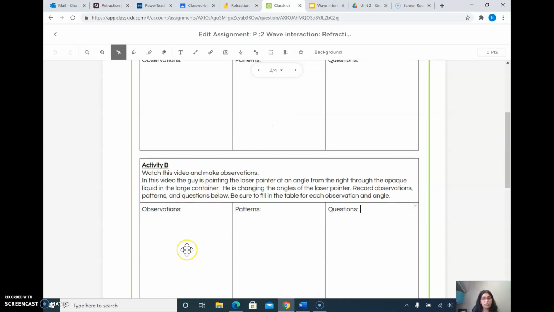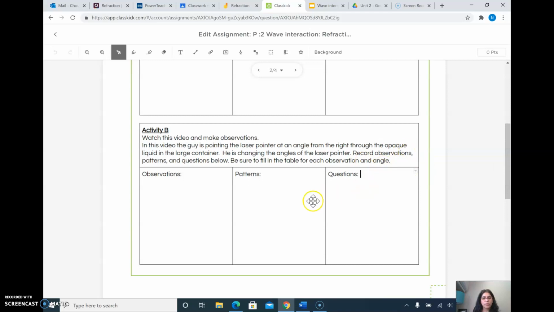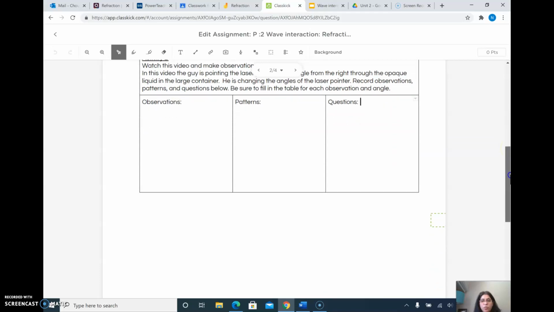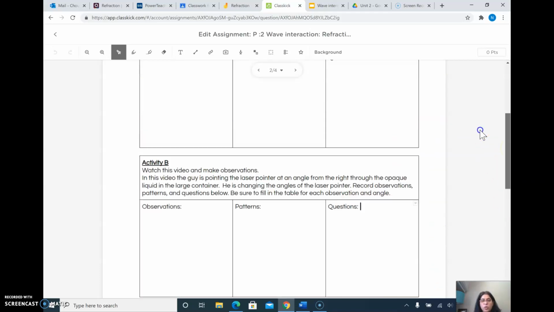For the second activity, when Gaia is pointing the laser pointer inside the turbid water, I have to fix it. It's not opaque, it's translucent, which is the right term. So replace opaque with translucent. I just noticed that. And you will write your observations, patterns, and questions. You already know what translucent, transparent, and opaque mean.